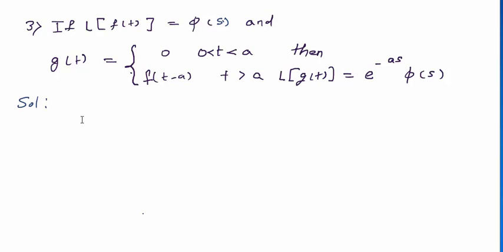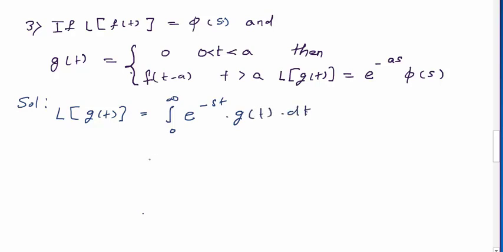Now in this particular problem, Laplace of f of t, they have written phi of s. That means there is a function f of t and its Laplace is some other function in s, which is phi of s. So let us begin. We have to find Laplace of g of t. So I will say that Laplace of g of t is equal to the integral from 0 to infinity of e raised to minus st into g of t into dt. This is our definition.